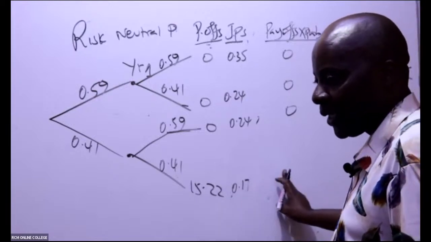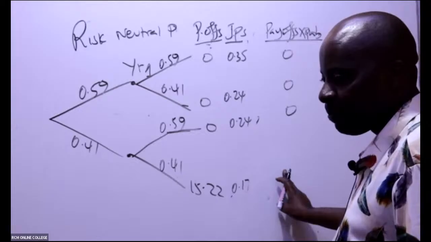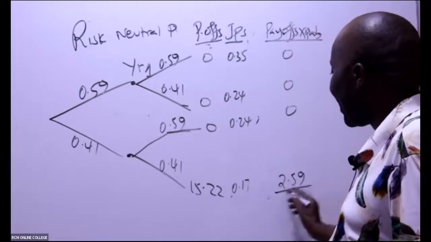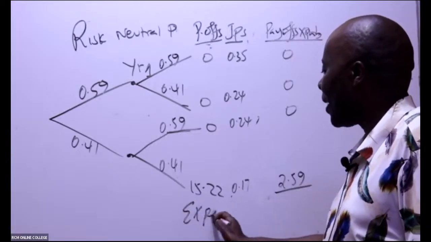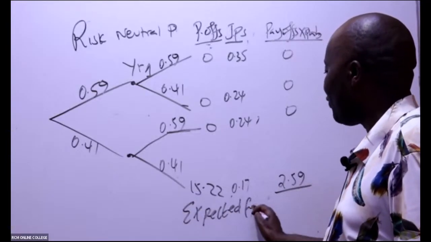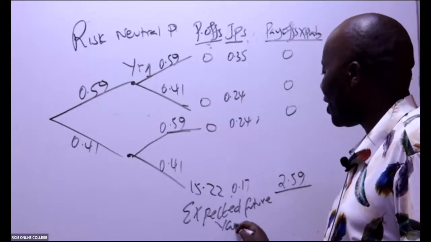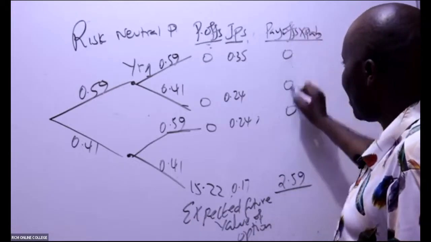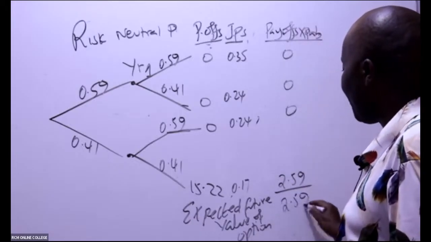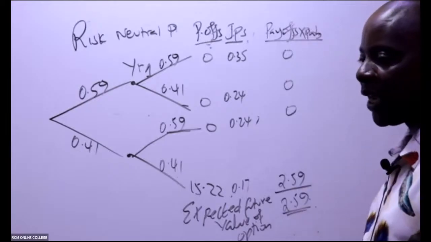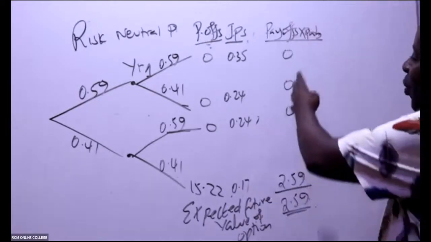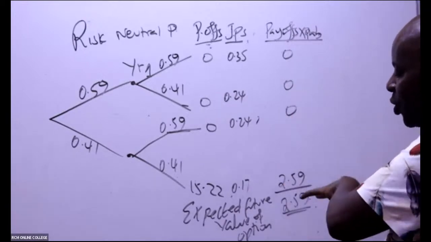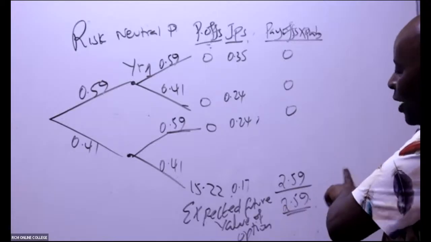What are we supposed to be getting? 2.59. So then what is the expected future value of the option? You add everything. 2.59. We are lucky here because most of the others were zeros. So the expected future value of the option will be 2.59.